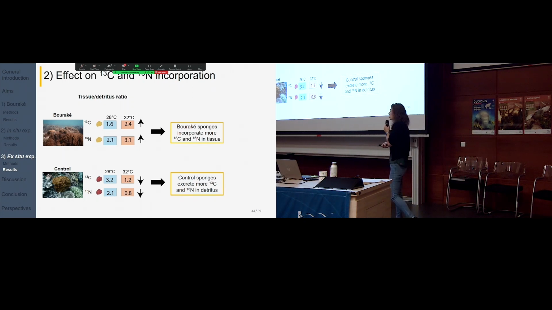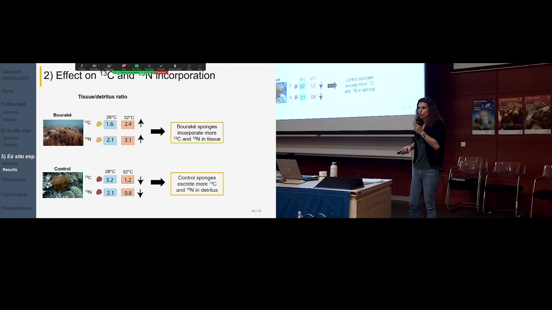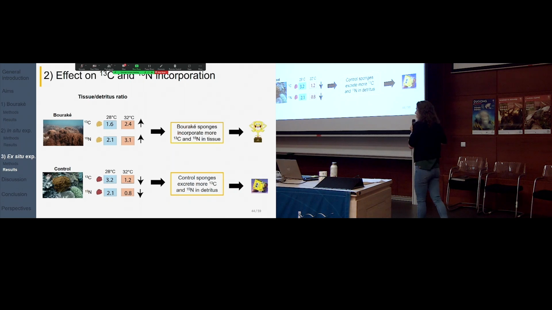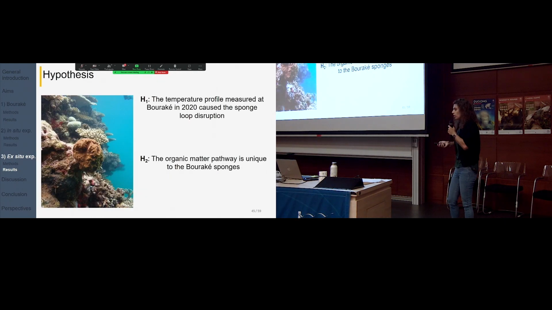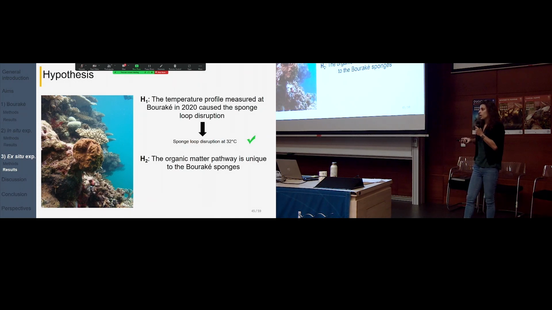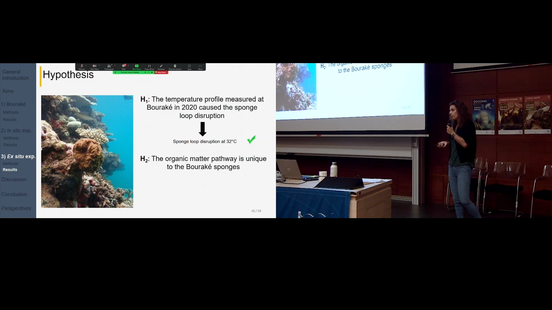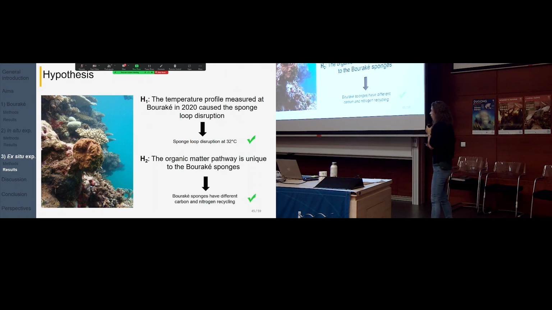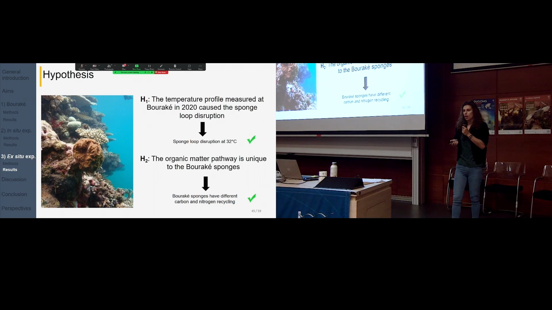Then Buraké sponges have a different response to higher temperature compared to control sponges, and maybe have better strategies to cope with higher environmental conditions, higher temperature. So if we return to our hypothesis, both hypotheses were confirmed, because I found that a temperature of 32 degrees causes a disruption of the sponge loop pathway, and I also found that Buraké sponges have a different pathway to recycle organic matter compared to the control sponges.